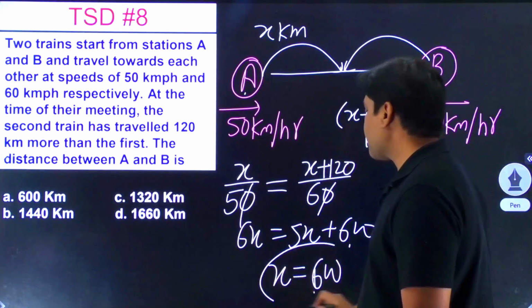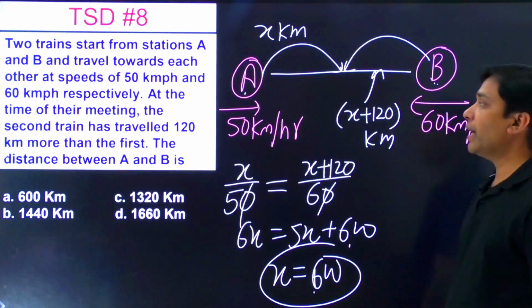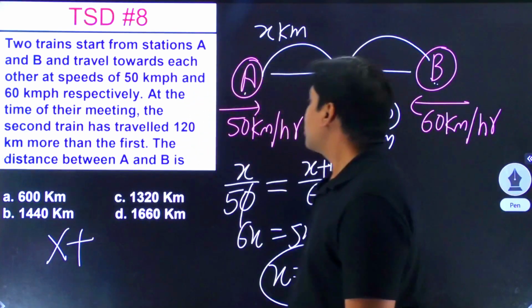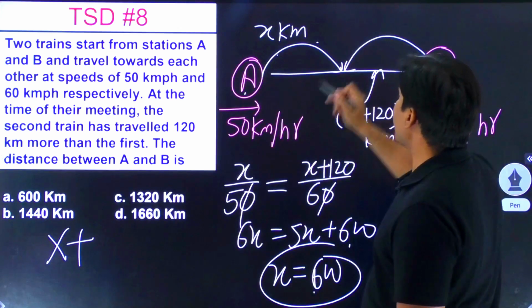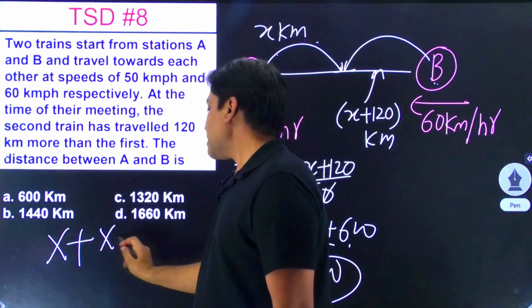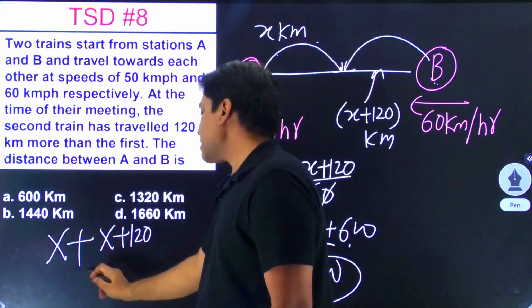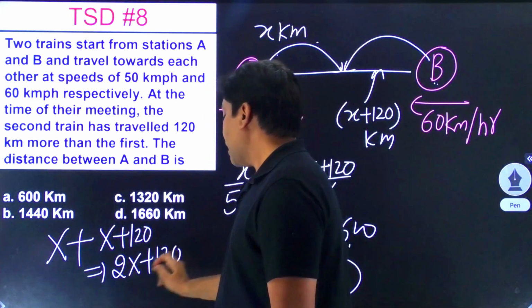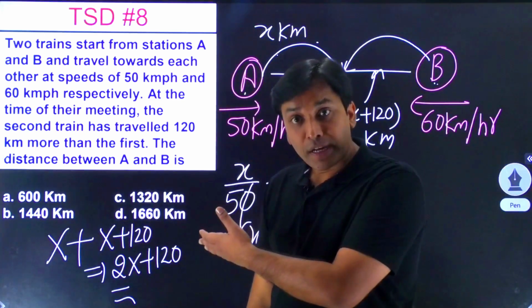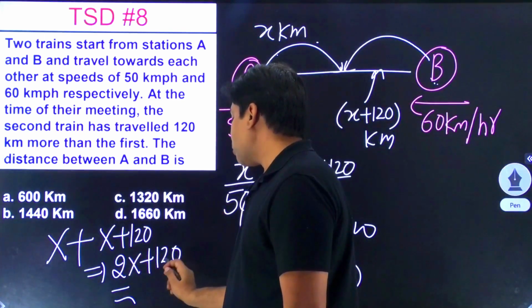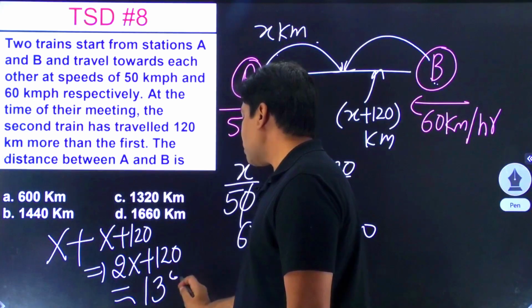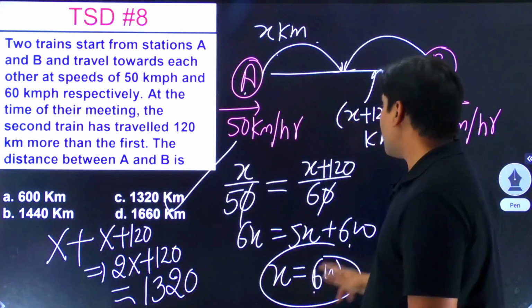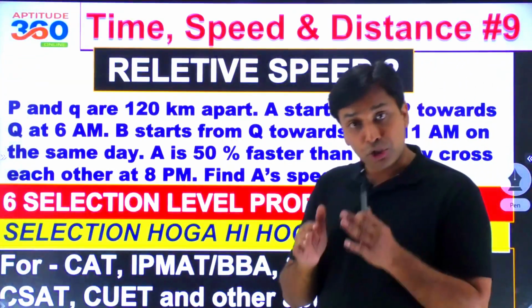आपसे क्या पूछा गया? The distance between A and B. A and B का बीच में distance देखो. This one is x and this one is x plus 120. So this is x plus x plus 120, which is 2x plus 120. We have found out the value of x, which is 600. So 1200 plus 120, this is coming out as 1320 kilometers. Problem simplified ho gaya. So this is what we had in this video, people.